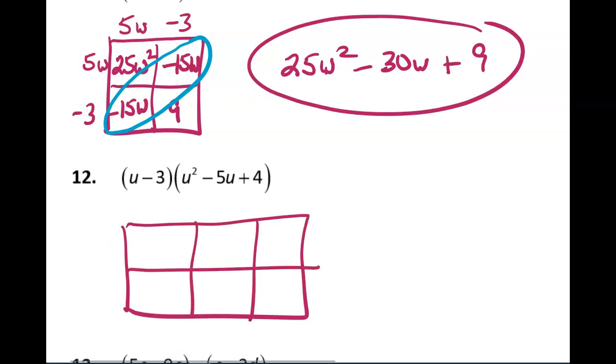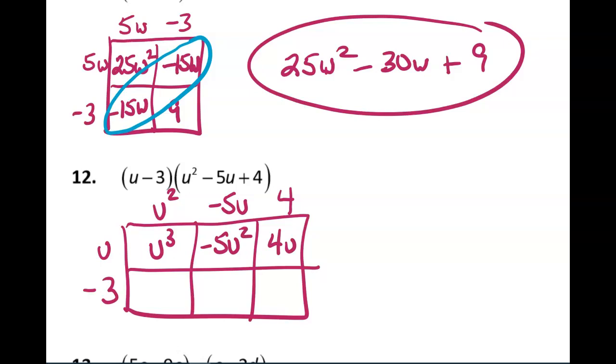u minus 3, u squared minus 5u plus 4. U squared times u is u cubed. U times negative 5u is negative 5u squared. And u times 4 is 4u. On the bottom row, negative 3 times u squared is negative 3u squared. And then we have a positive 15u and a negative 12.